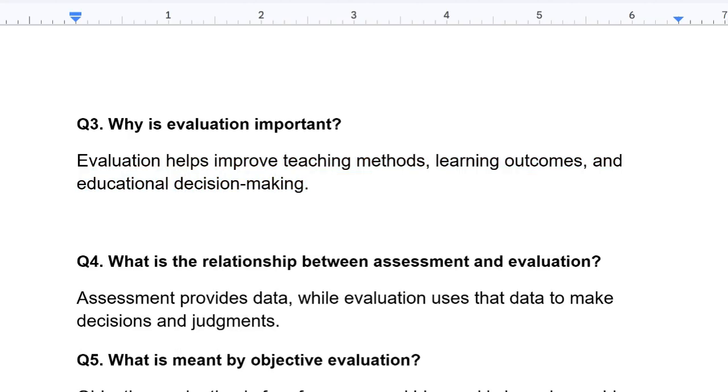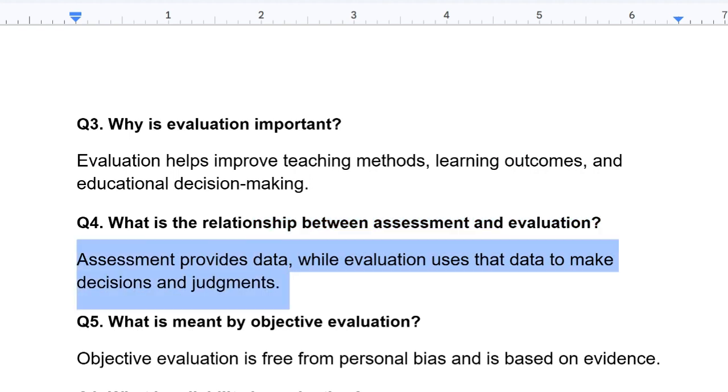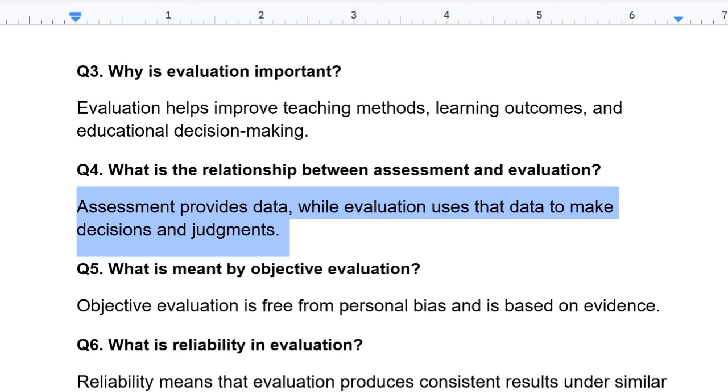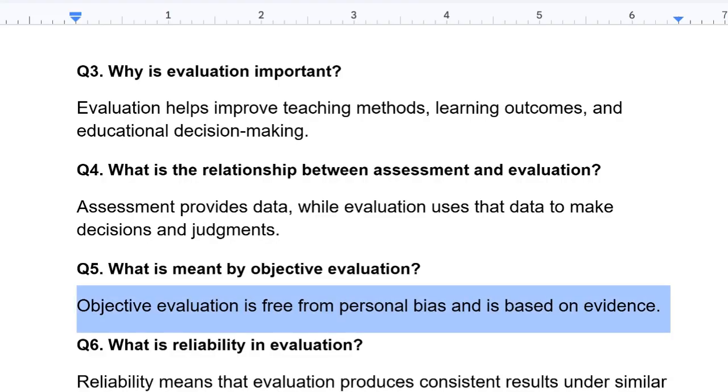What is the relationship between assessment and evaluation? Assessment provides data, while evaluation uses the data to make decisions and judgments. What is meant by objective evaluation? Objective evaluation is free from personal bias and is based on evidence.